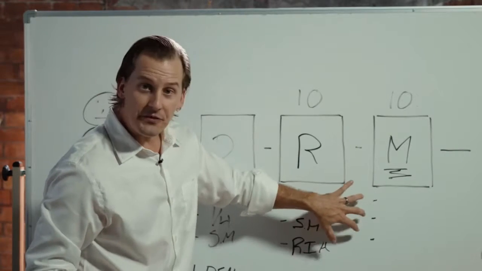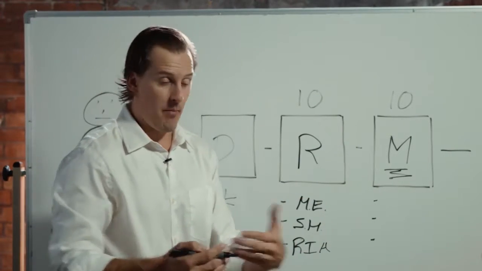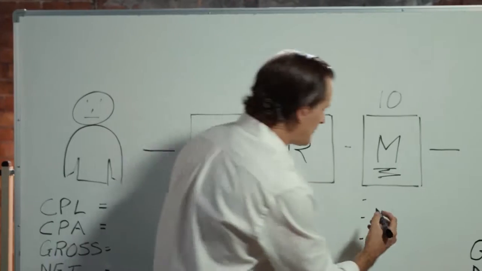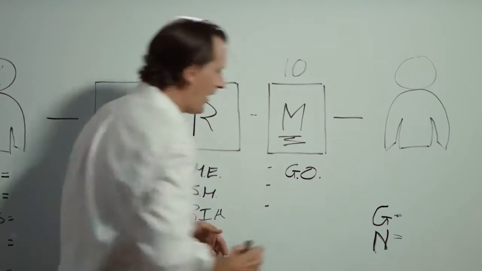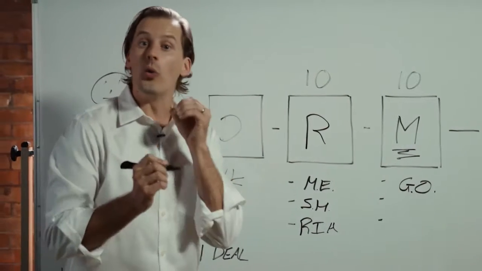Now, the three specific ways that you can go out and market to get more customers, the first and the most powerful is Google. And I'm going to put GO on there because that stands for Google Organic.